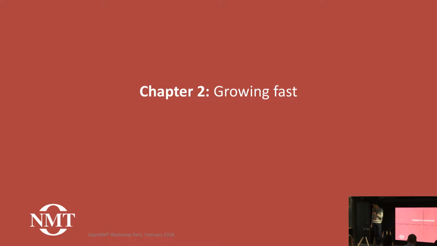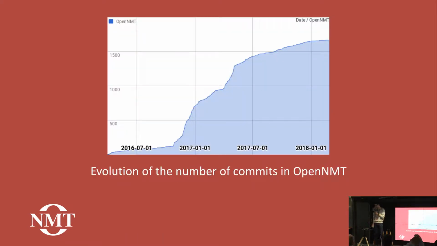The next chapter is to grow fast. And I think the best example to that is the number of code commits. So I used to take this indicator of activity. We can see at the beginning there is the seek-to-seek attention period with fairly low activity, and then we started working on OpenMT. And we saw that the number of commits really increased a lot. And that shows that we were very motivated to add a lot of features.